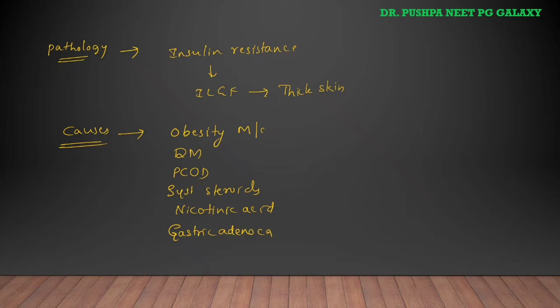What are the risk factors for this acanthosis nigricans? Obesity is the most common and most important risk factor for acanthosis nigricans. What are the complications of this acanthosis nigricans? As there is insulin resistance, there is chance of development of diabetes mellitus.